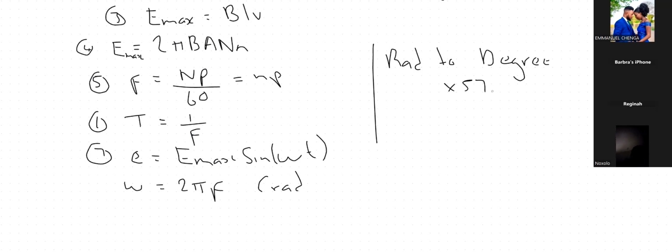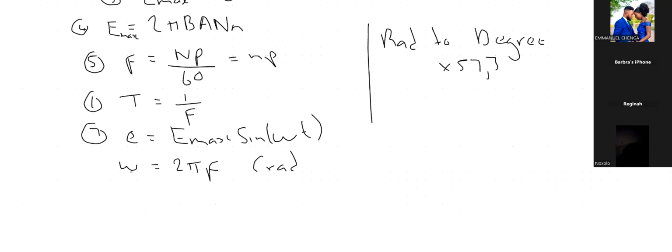So meaning on this formula, I can have e is equal to E max sine. Instead of writing ω, I can write 2πf multiplied by t. And please note, in order for you to find your instantaneous EMF, you will need an angle which is in degrees. Hence, you have to convert this to degrees, so you have to multiply by 57.3.